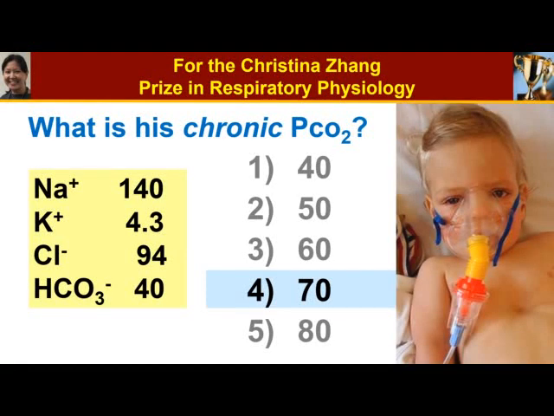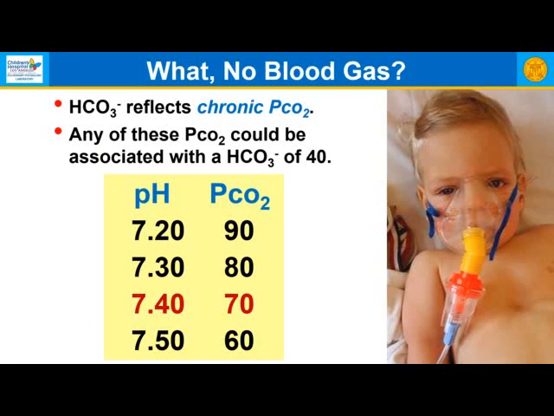I will tell you, sometimes these kids can have that level of CO2 retention and not look particularly sick, because if it's chronic, they've adapted to it. And they're not particularly tachypneic or showing any distress. Remember again that this reflects chronic PCO2, and any of these PCO2 values could be associated with a bicarb of 40. So it could be as high as 90 if the patient were acutely decompensating with a pH of 7.2, and perhaps as low as 60.